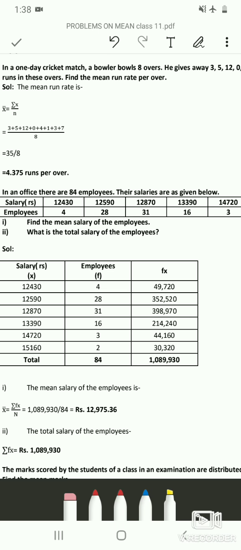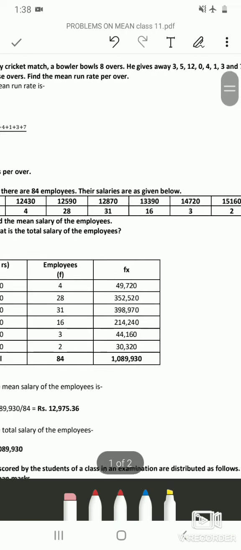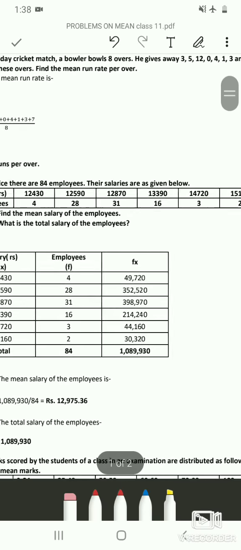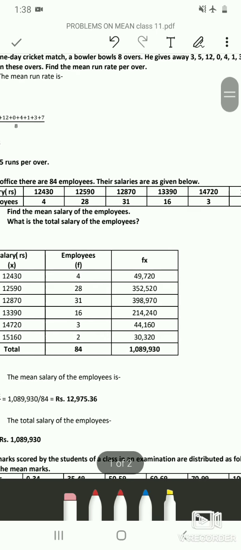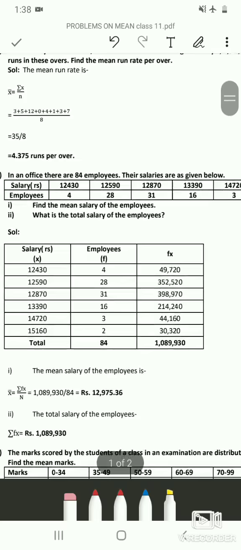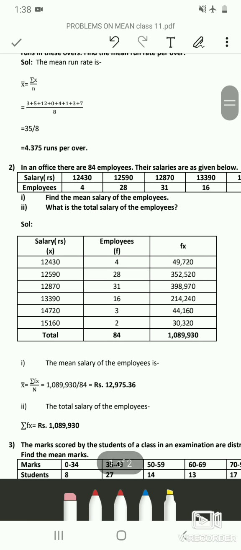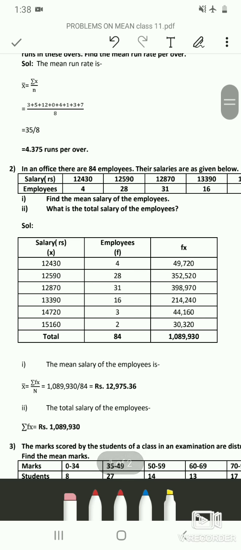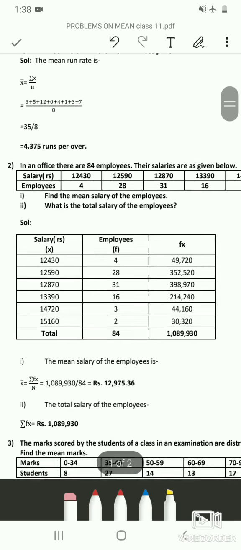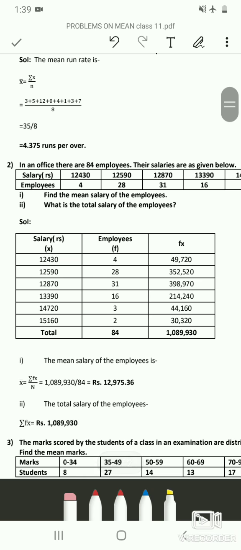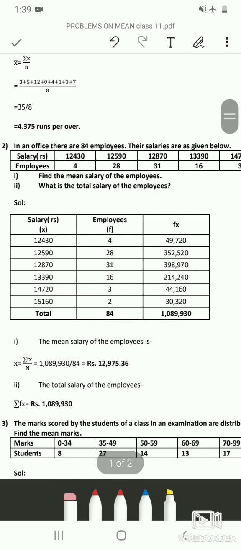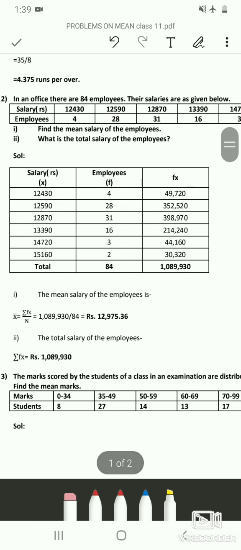So there are 4 employees who get the salary as 12,430 and 28, 31, 16, 3 and 2 are the respective number of employees who get their respective salaries. So the question is, find the mean salary of the employees and what is the total salary of the employees. So this is a discrete case. So let's see how to calculate arithmetic mean in such examples.